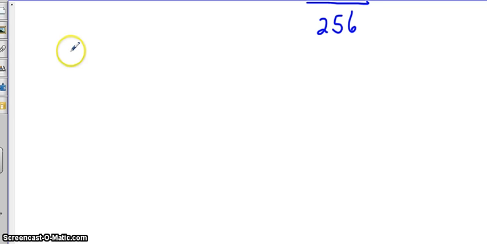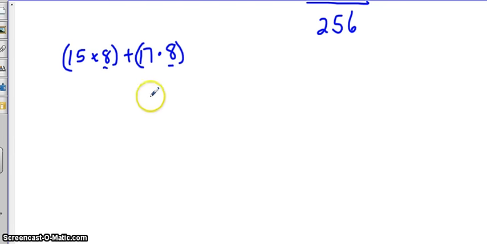We had 15 times 8 plus 17 times 8. That little dot means that we're multiplying. And I'm going to pull out the common factor, what we call factoring it out. So if I take that $8 per box, and then I add up the total number of boxes, if I take 15 plus 17, that'll give me my total number of boxes.